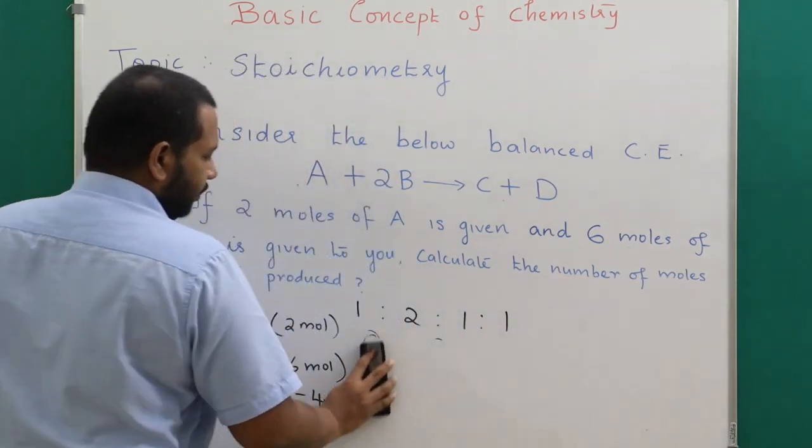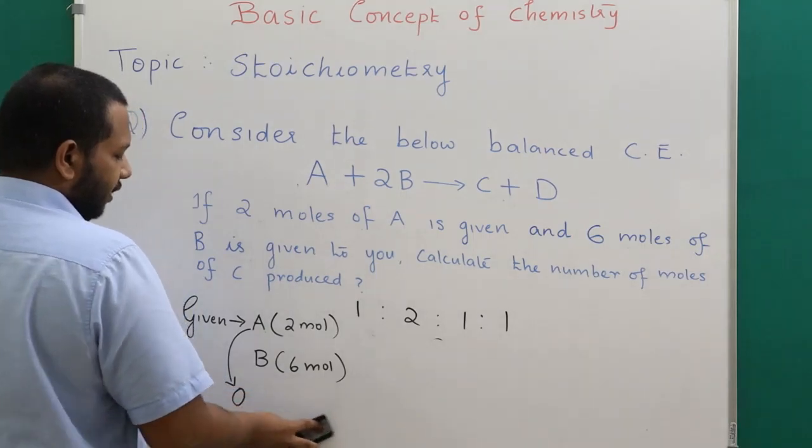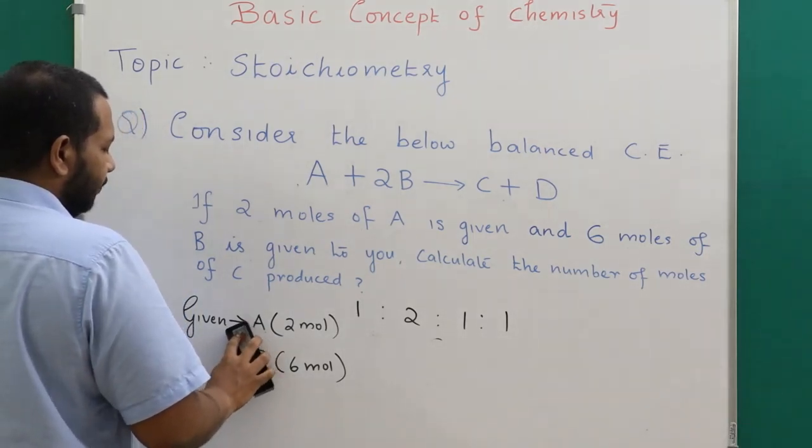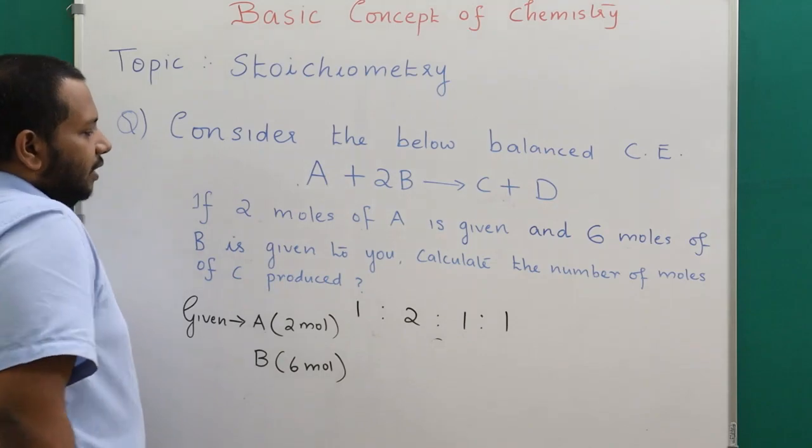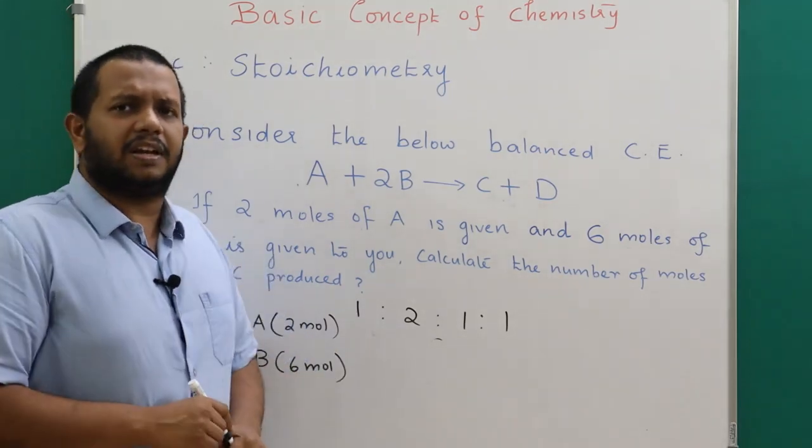Classical method states that first we will check whether a limiting reagent is there or not. That is the first thing. That is the first check you can make, if a limiting reagent is present or not.